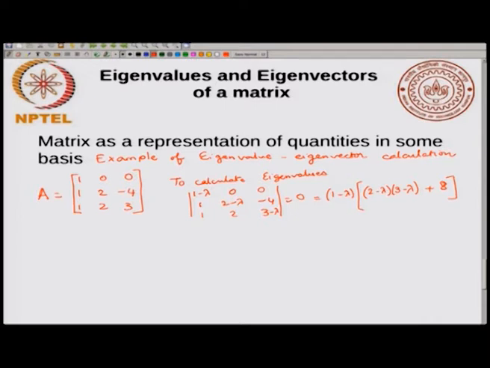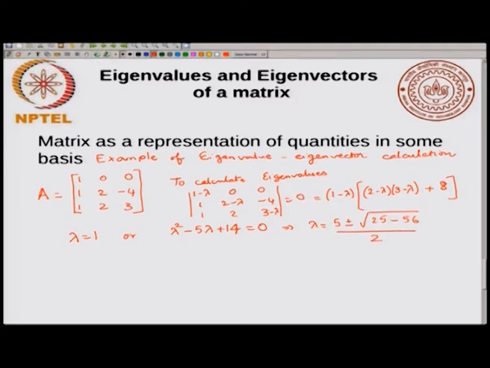So, lambda equal to 1, or if I just expand this out, I will get lambda square minus 5 lambda plus 14 equal to 0. And this implies lambda is equal to 5 plus or minus the square root of 5 square, which is 25, minus 14 into 4, which is 56, all divided by 2.